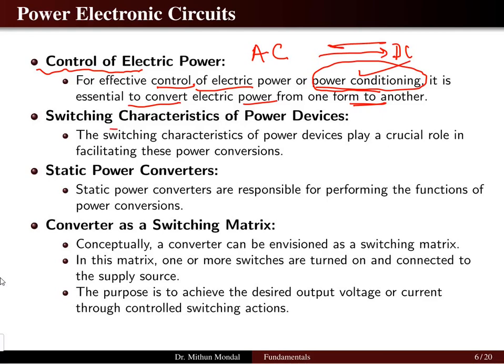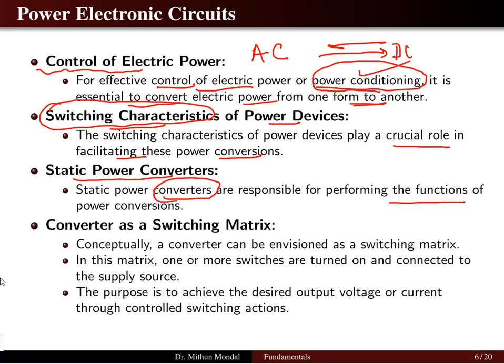The switching characteristics of power devices play a crucial role in facilitating those power conversions. These switching characteristics are basically handled by the power switches. There will be some static power converters. Converters are responsible for performing the functions of power conversion. So when we convert AC to DC, DC to AC or AC to AC, it takes place with the help of converters.